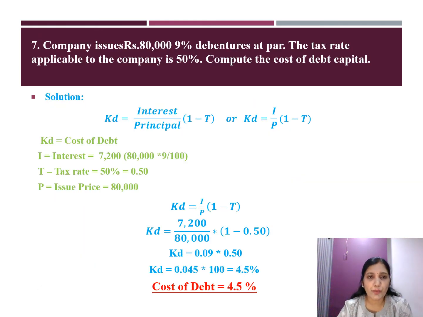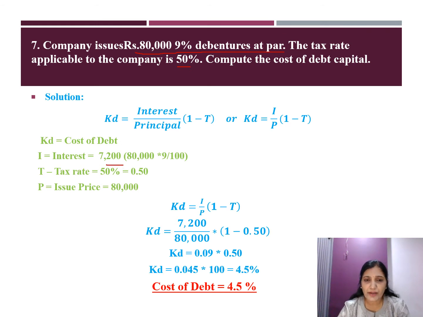We'll see one more problem over here. Company issues rupees 80,000 9% debentures at par. The tax rate applicable to the company is 50%. Compute the cost of debt. So the formula applicable is cost of debt, KD is equal to interest by principal into 1 minus T. So from where did you get this interest? 7,200 I have taken. Company issues rupees 80,000 9% debentures at par, that is at face value. So here 9% of 80,000 is 7,200.